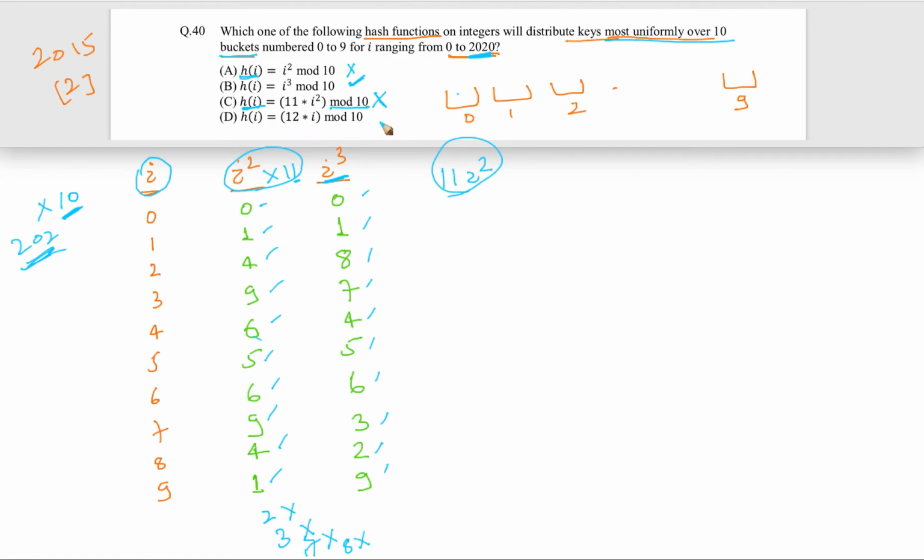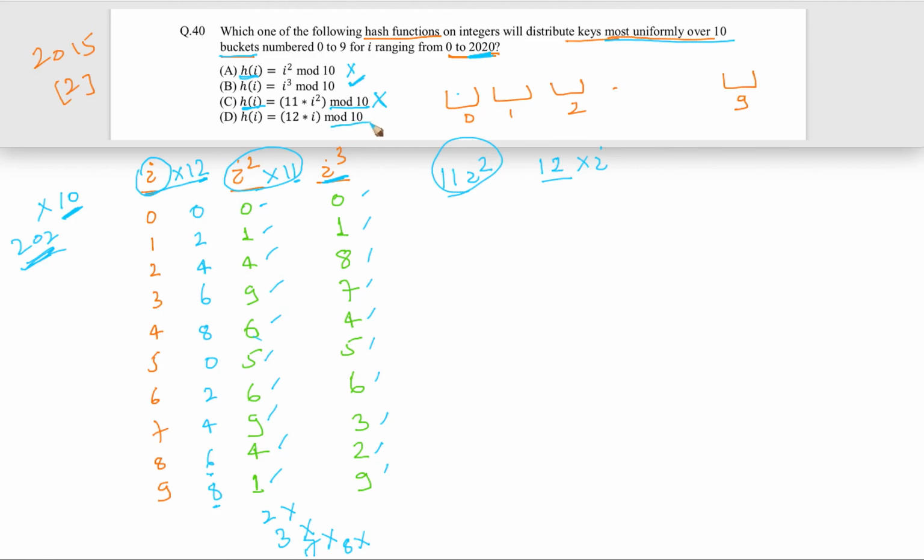What about 12 I mod 10? Now this is a good one to look at. Whatever value you have, you are multiplying it by 12, which means you are multiplying 2 with the unit digits. I will just write it here: 0, 2, 4, 6, 8, and then 0, 2, 4, 6, 8. You understand, right? 9 into 2 is 18, 8 into 2 is 16, that's why 6. So these are the unit digits of 12i.